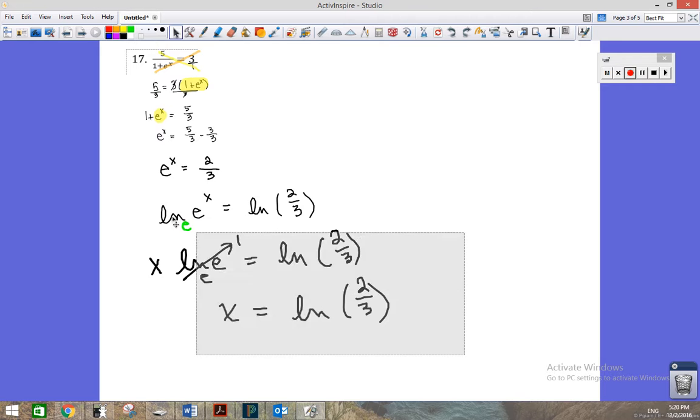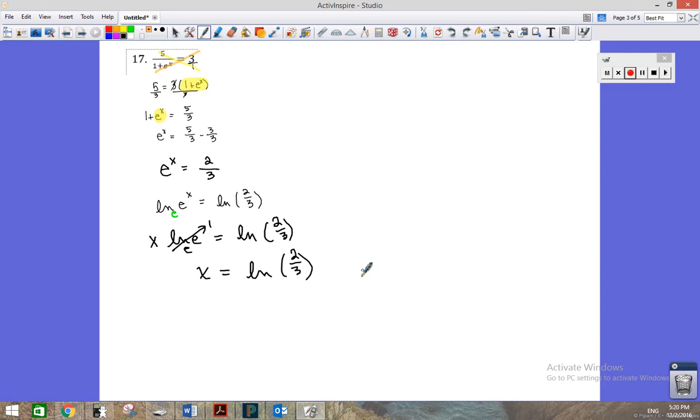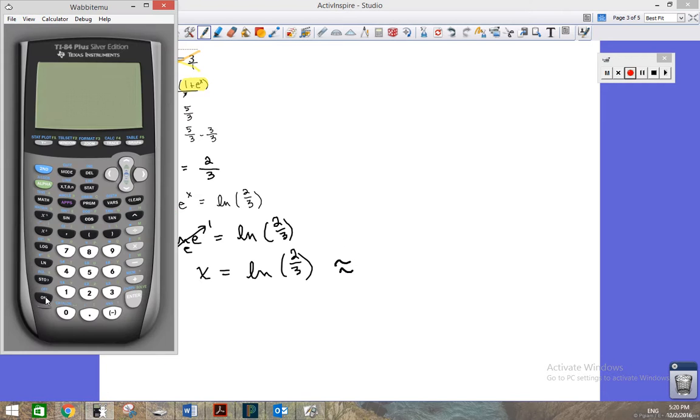Since that number is smaller than 1, my answer is going to be negative. Let's jump on a calculator and get a decimal approximation. If I take the natural log of 2/3, I've got the calculator fixed to round to 3 decimals. So there's my approximate answer, but natural log of 2/3 is my exact answer.